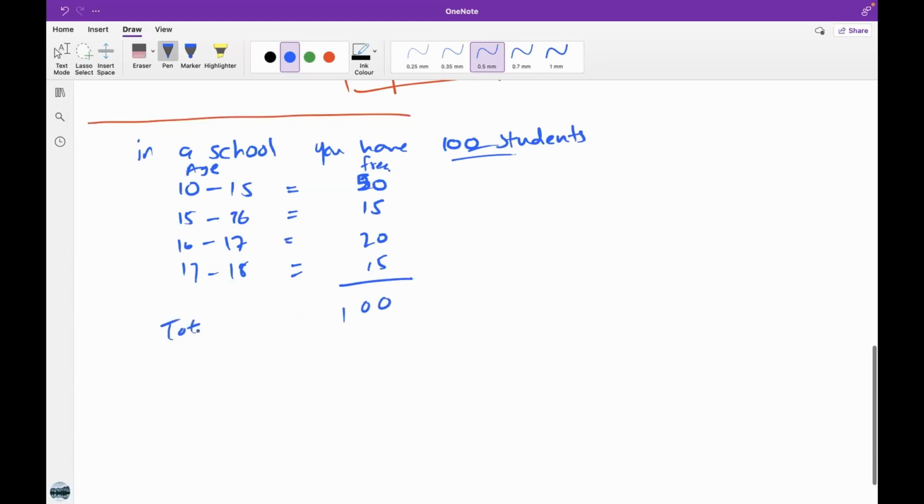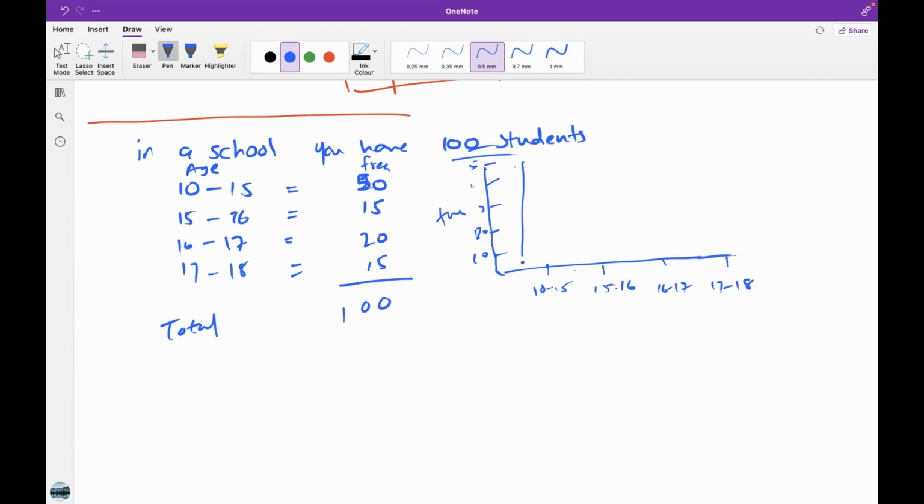This is the total. Now, if you want to make a histogram out of these data, what you can do is you can draw the frequency here, and you can say 10, 20, 30, 40, 50, and then you can give the range. Let me say 10 to 15 and 15 to 16. I'm sorry for my handwriting, but this is how I can write.